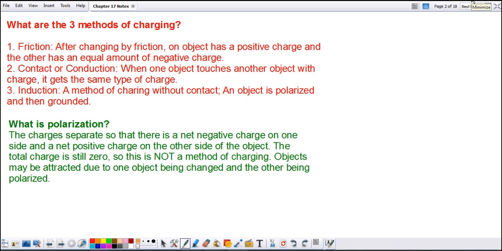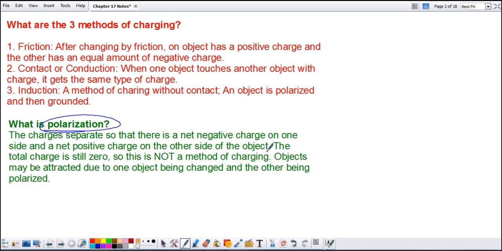The last one is induction. Now, to understand induction, you first need to understand polarization. So what is polarization? Well, the charges separate so that there's a net negative charge on one side and a net positive charge on the other side of the object. Well, why would they do that? Why would the electrons move away? Because the protons, again, can't move. So why would the electrons move to one side of the object? We're going to answer that question next.